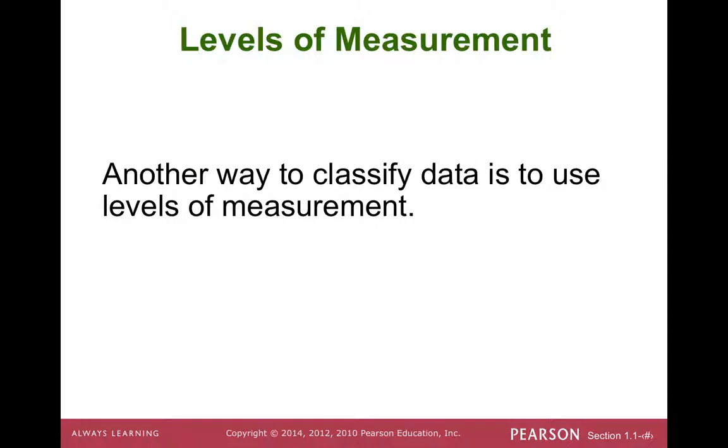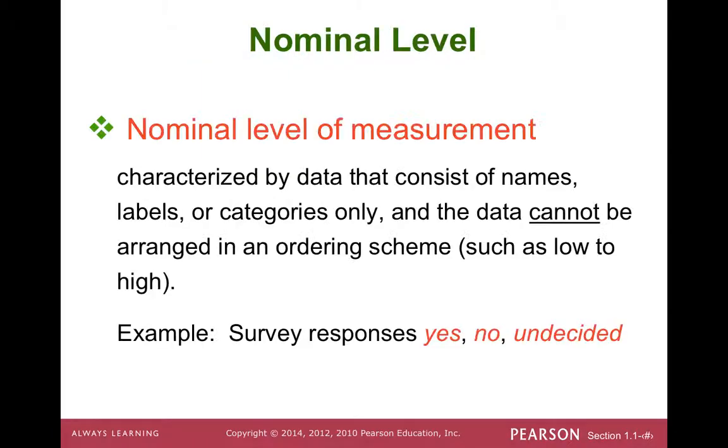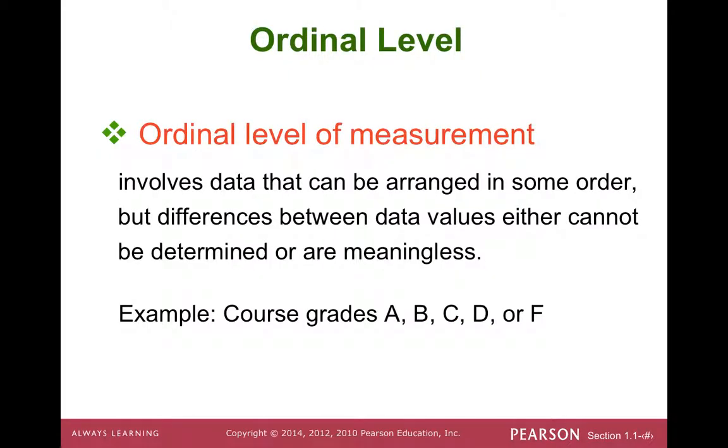Another way we can separate data is by the level of measurement. We have nominal levels where we can only give names to the answers. We have ordinal levels where the category names mean an implied order. For example, good, better, best, or A, B, C, D, F for grades.